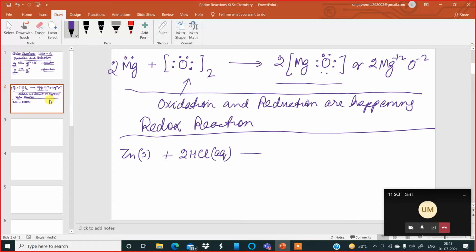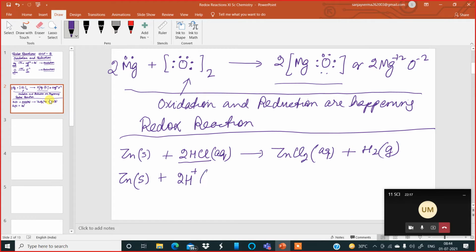in aqueous solution state. So this reaction is going to happen, and it is going to produce zinc chloride in the solution, and hydrogen gas is going to be formed. This is another example of redox reaction. Let me explain this. When zinc metal reacts with hydrochloric acid, from this hydrochloric acid in the solution we can take out the hydrogen ions, two hydrogen ions.